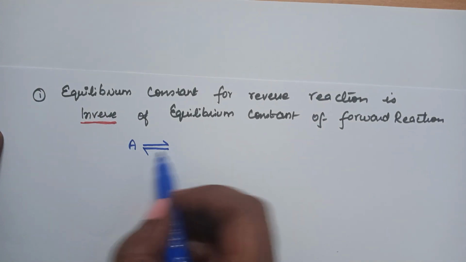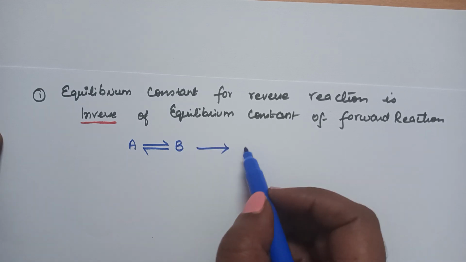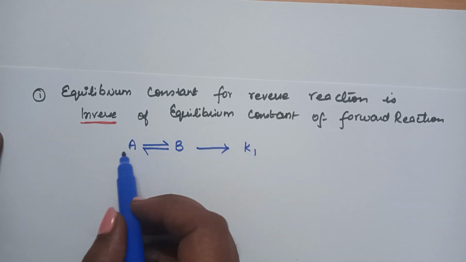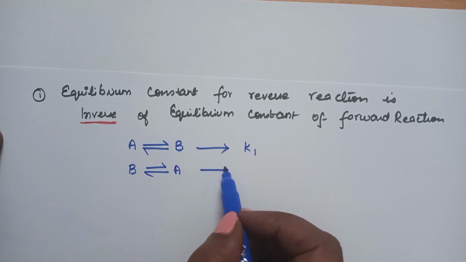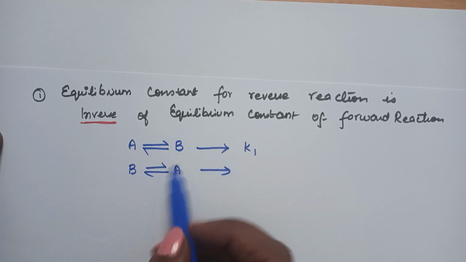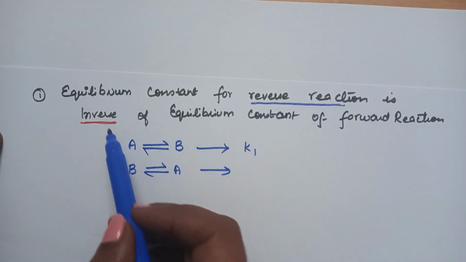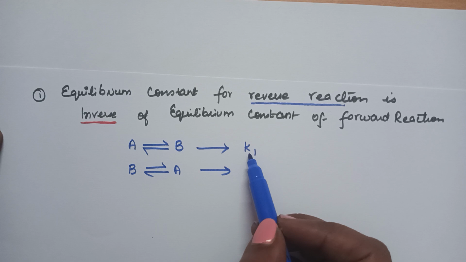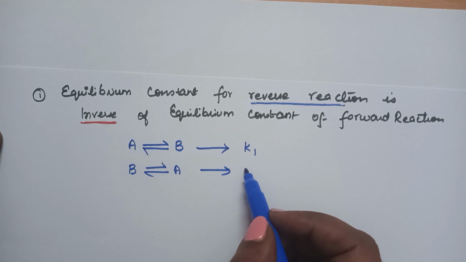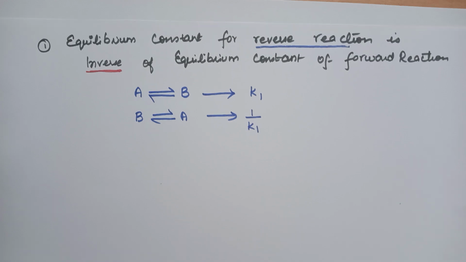A gives B. So here let us take the equilibrium constant for this reaction as K1. So now reverse this reaction. Reverse means B giving A. So what is the equilibrium constant for this reaction? So here it says the equilibrium constant for the reverse reaction is the inverse of the equilibrium constant of the forward reaction. So if the forward reaction is K1, if you reverse, it becomes inverse. Inverse means reciprocal. So it will become 1 by K1. So this is the first concept.